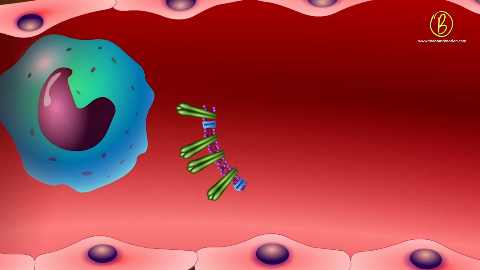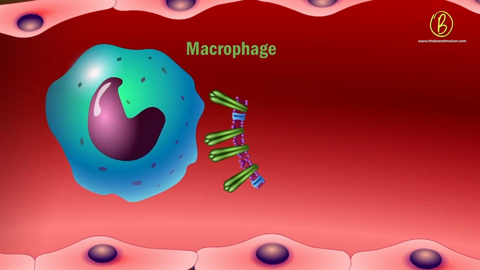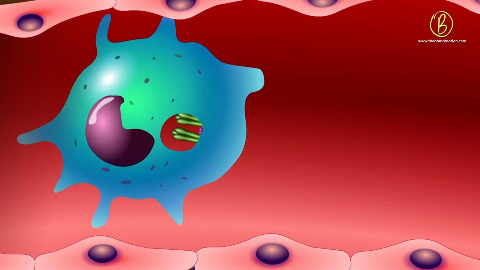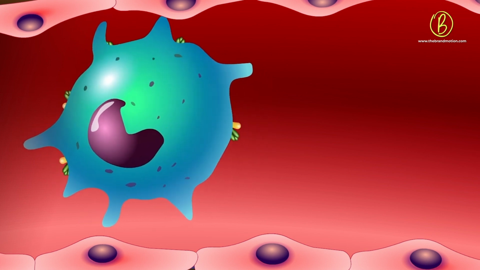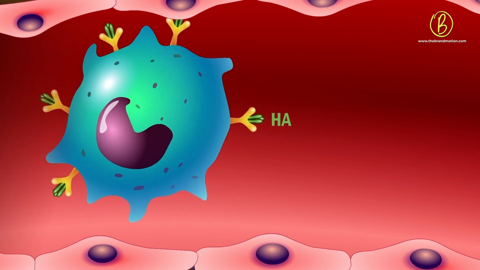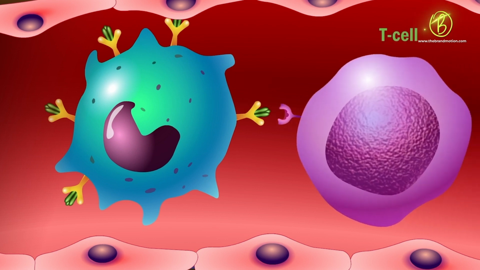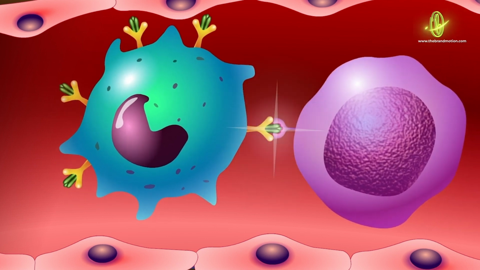A major mechanism of action involves macrophage phagocytosis of hemagglutinin, breaking it into smaller components. After ingestion, macrophages display the hemagglutinin antigen on their surface in combination with a specific receptor known as the major histocompatibility complex or MHC.